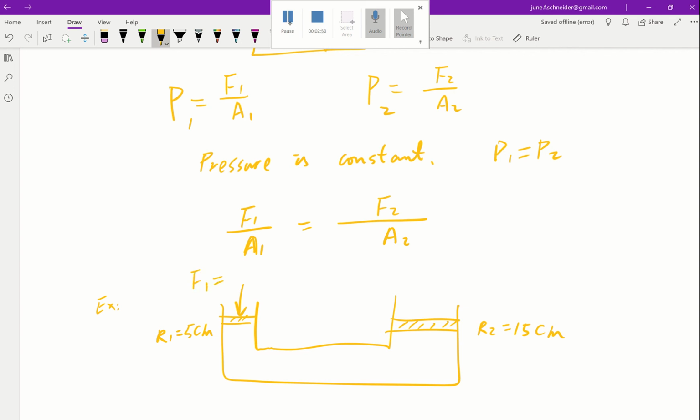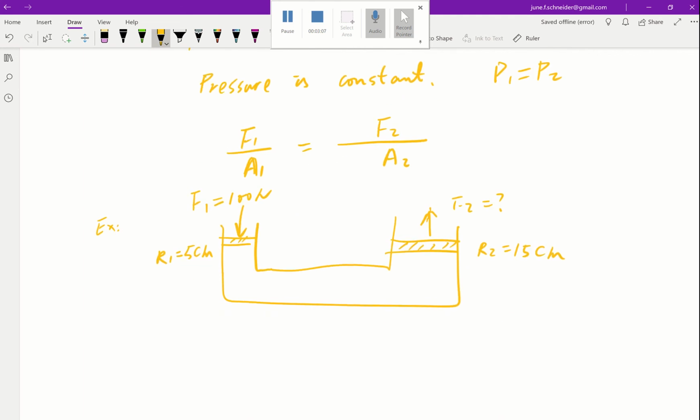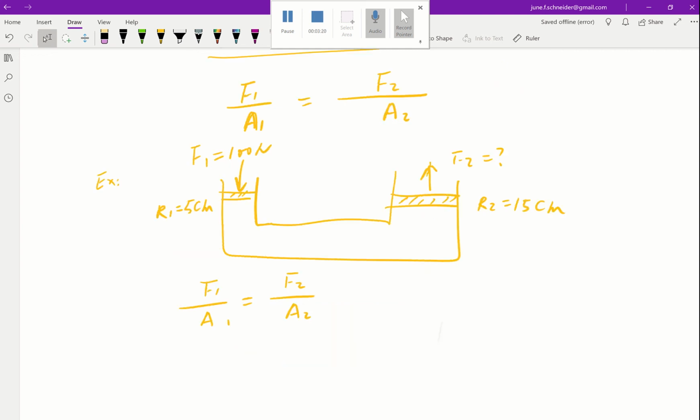If the force is, let's say, 100 grams applied on here, and then they want you to see what's going to be the force on here, F2. Okay, so how do we solve that? We're going to use this concept. If it's a hydraulic system, the pressure is constant. So F1 divided by A1 is going to be equal to F2 divided by A2.